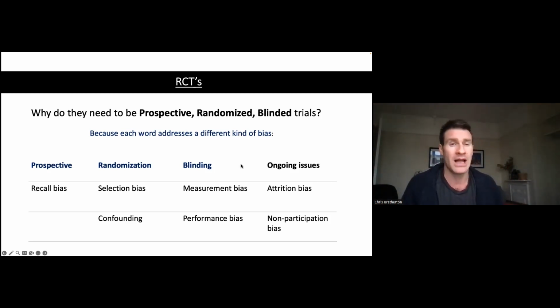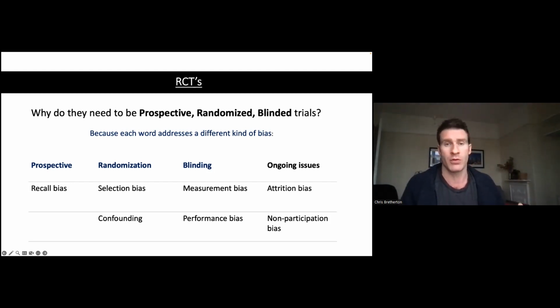And then why blind? That's so that the people that are doing the observations, that are measuring the outcome, are not unduly influencing the results. I'll talk a bit more about that in a sec.